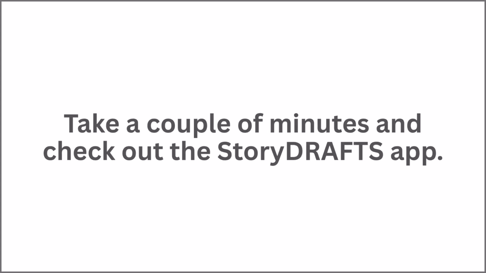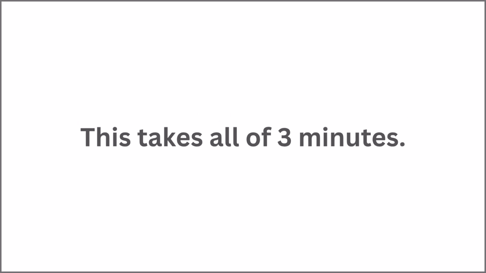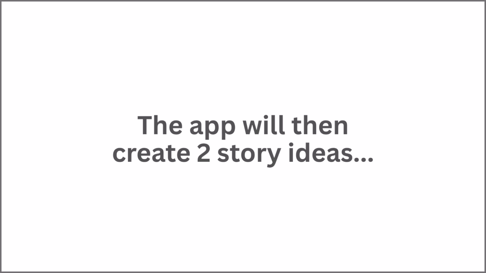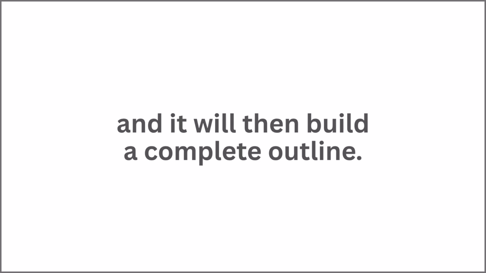Take a couple of minutes and check out the StoryDrafts app. Choose a genre, then check the choices that most closely match your ideas. This takes all of 3 minutes. The app will then create 2 story ideas. Choose the one you like, and it will then build a complete outline: the premise, the characters, the world.